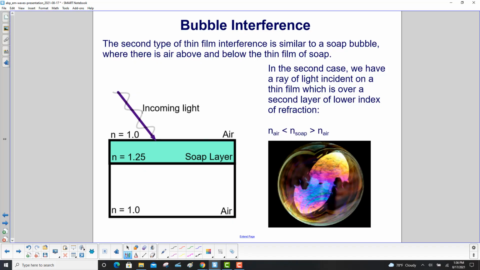The second type of thin film interference is similar to a soap bubble, where there's air above and below the thin film of soap. In this case, we have a ray of light incident on a thin film, which is over a second layer of lower index of refraction. So n air is less than n soap, which also means that n soap is greater than n air. So you're going from n equal 1 to 1.25, then back to 1.